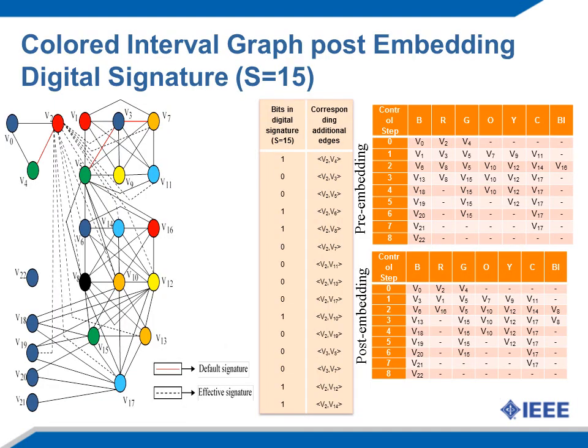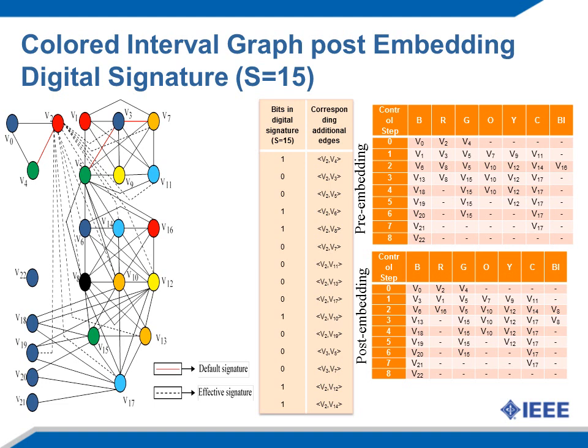The graph in this slide on the left shows the final CIG, which is the final colored interval graph after implanting or embedding the digital signature for size s equals 15. Now let us see how this is built up. Let us look into the pre-embedding table. The pre-embedding table just shows the colored interval graph of the register allocation table. The first one, B register, which is blue, can hold the values of V0, V1, V6, V13, 18, 19, 20, 21, 22. Similarly, the last register, BL, which is black, can hold the value of V16.